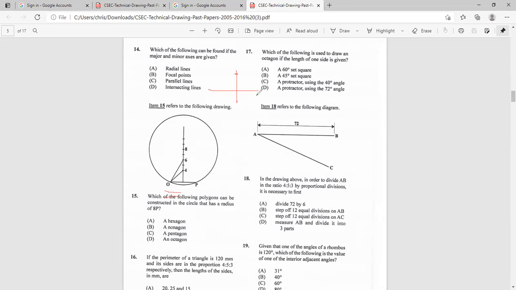Remember we did ellipse in class? Ellipse, big circle. Remember that? Again, guys, these are on my channel. Go and watch those videos. If you watch those videos, you would be okay with this part of the paper. So this would be the answer for this.